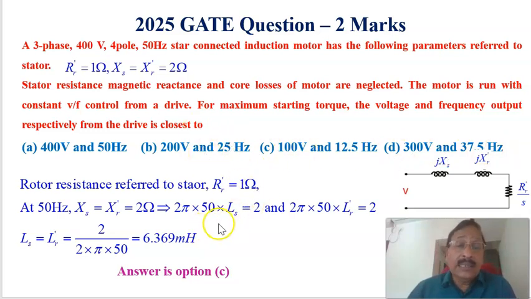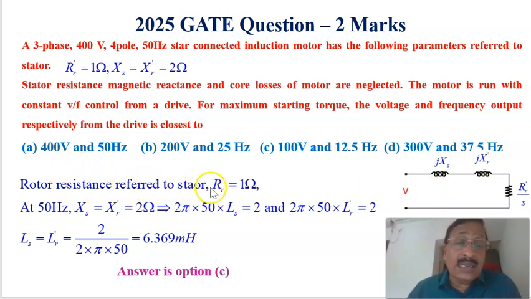Now let us analyze the circuit. Therefore, the equivalent circuit of this induction motor is drawn here. Here, the input voltage is marked as V, and this is the jXS, the stator reactance per phase. This is the rotor reactance referred to stator, and this is the rotor resistance, that is RR dash, the rotor resistance referred to stator, or RR dash divided by S is the load as such. Therefore, this is the per phase diagram of an induction motor.